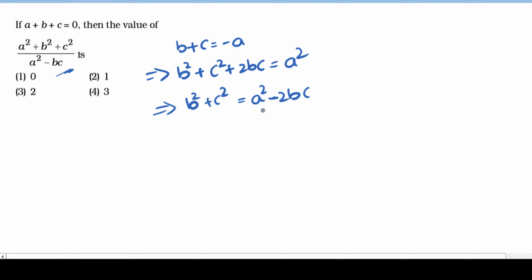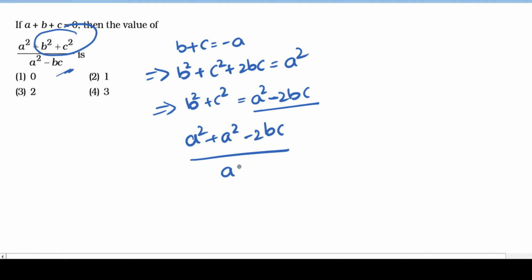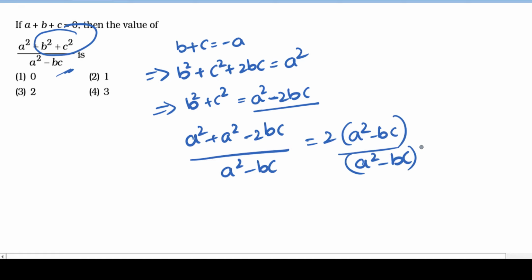So we just use this here and see what happens. (a square plus a square minus 2bc) by (a square minus bc). Then this becomes 2 into (a square minus bc) by (a square minus bc). 2 is the answer.